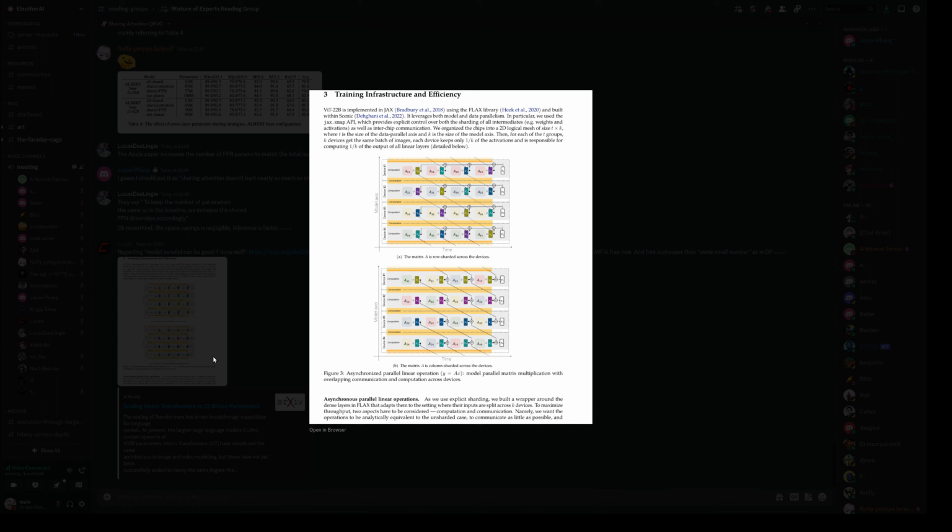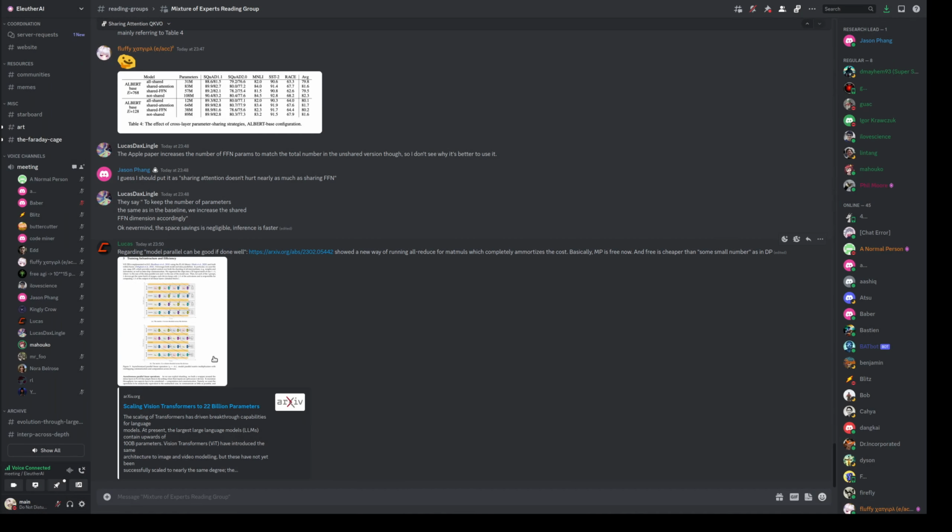Yeah. And this could solve the problem we were discussing of what happens if you make the layers really wide. We would try to have more of them, but not make them wider.